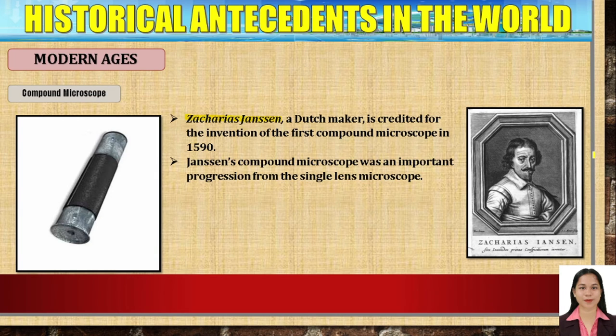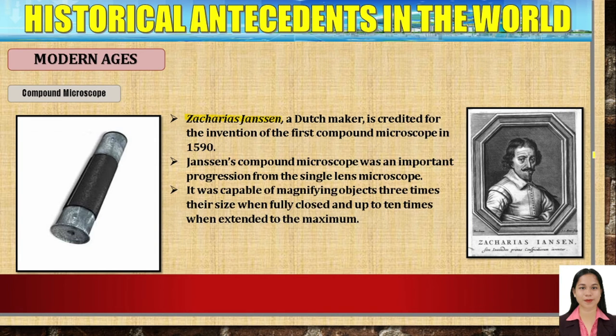Janssen's compound microscope was an important progression from the single lens microscope. So it was capable of magnifying objects 3 times their size when fully closed and up to 10 times when extended to the maximum. So mas pinalaki pa yung size ng isang object pag ginamit mo tong compound microscope na ininvent ni Janssen, and you were able to see what really the object is. So it is 3 times their size when fully closed, and up to 10 times when extended to the maximum, mas pinalapit pa. Okay, so ganoon kalinaw yung object na yun.